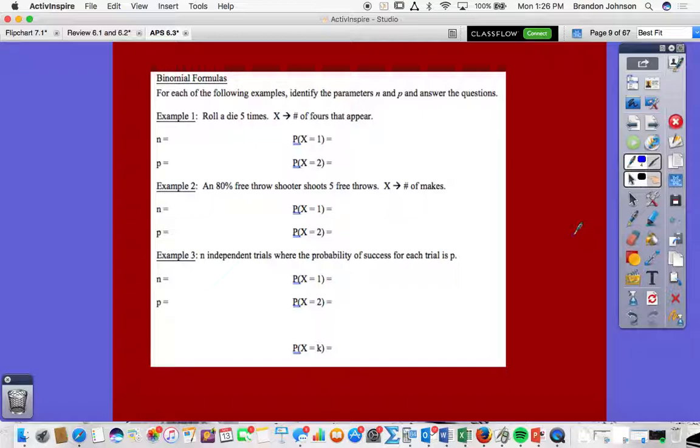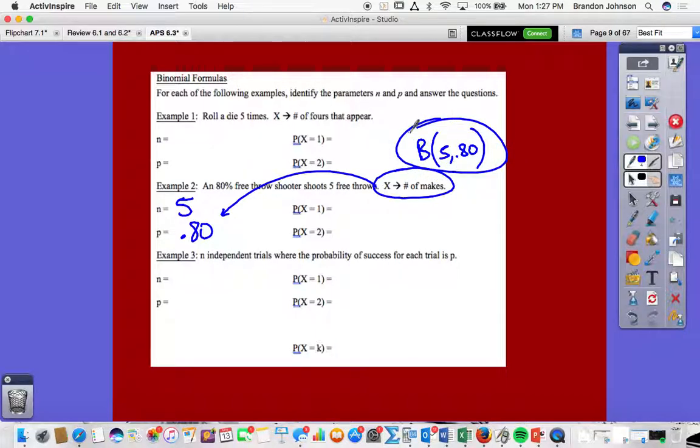Let's continue this though. I want to make sure we go through this together, because this gets a little weird. So n would be the total amount of trials. That's 5 free throws. 0.80 would be the probability of success, right? Because the number of makes is what our success is. So we have our n and p. If I was to write this in binomial notation, it would be B, 5, 0.80, meaning our binomial distribution had 5 total free throws with 0.80 as our probability.